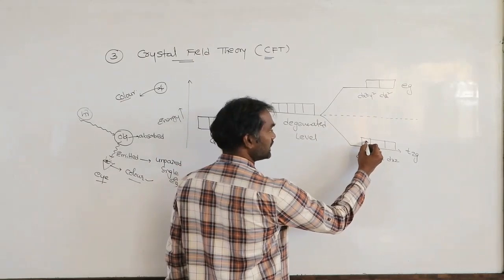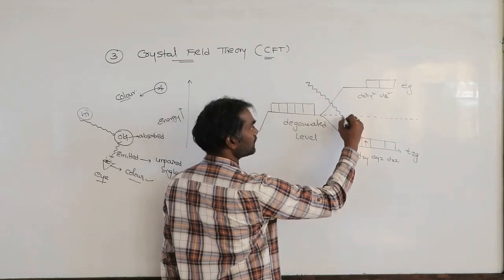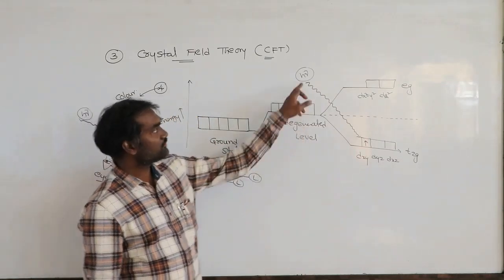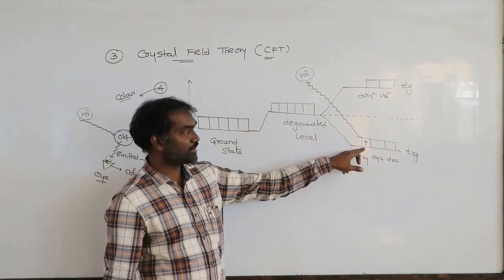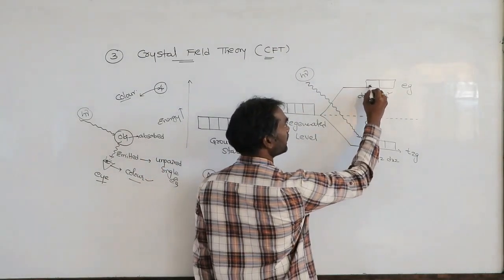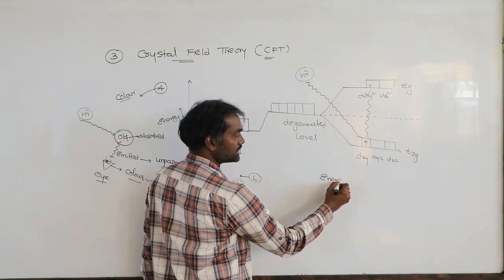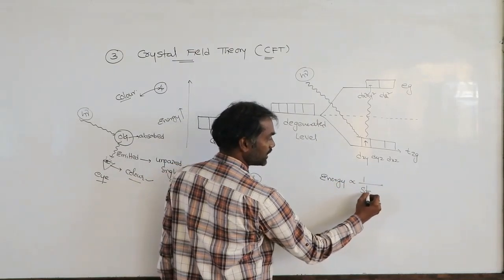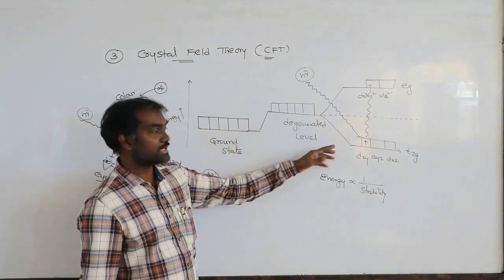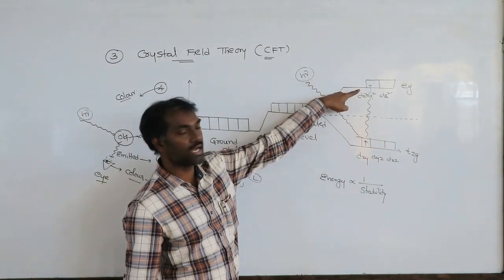Suppose an unpaired single electron is here, and now light is falling on the compound. Here h nu we call sunlight or light. The unpaired single electron absorbs this light and is excited to occupy a high energy level. Energy is inversely related to stability, so when light falls on the compound, the unpaired single electron absorbs the energy and is excited to a high level.